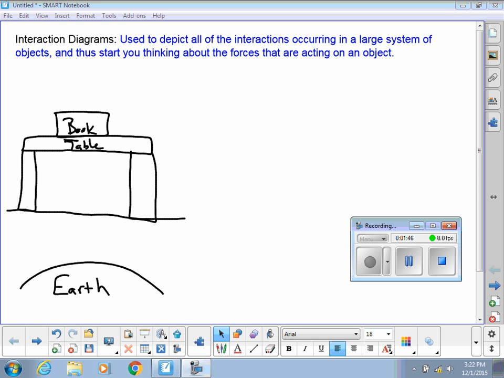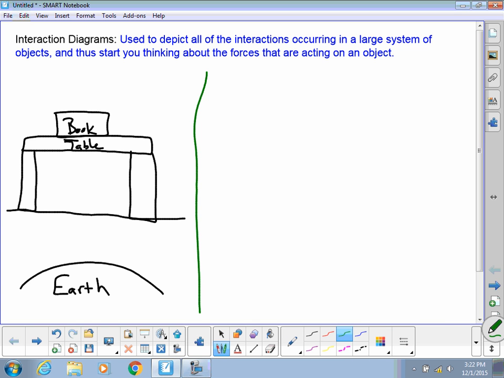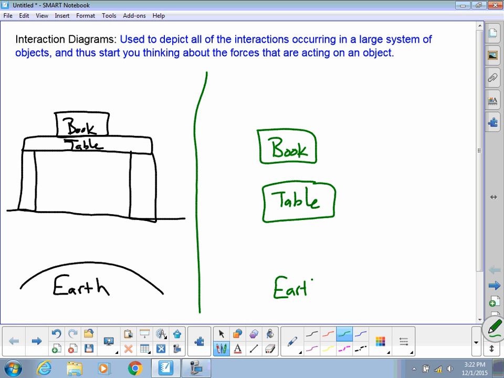So we're going to start with the example here of the book on the table. We talked about this all hour yesterday. And for the interaction diagram, we'd start by listing the objects that are in our situation here. So we're going to have the book. We'll just kind of make that a thing. The table is a thing. And then we have the earth, which is going to be a part of our system there. And so we have these three objects.